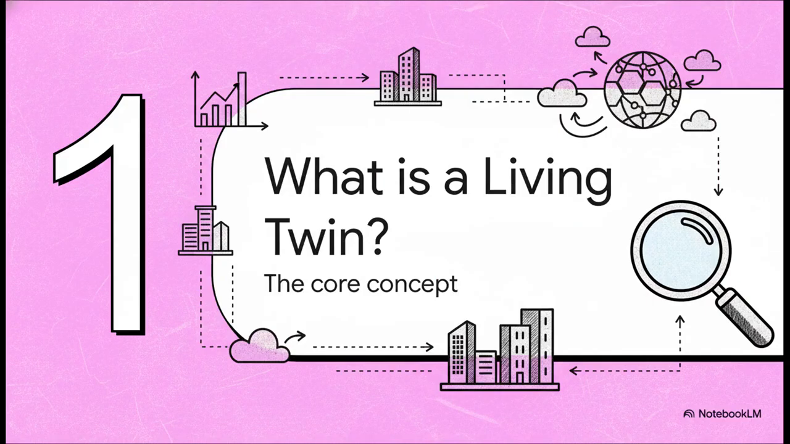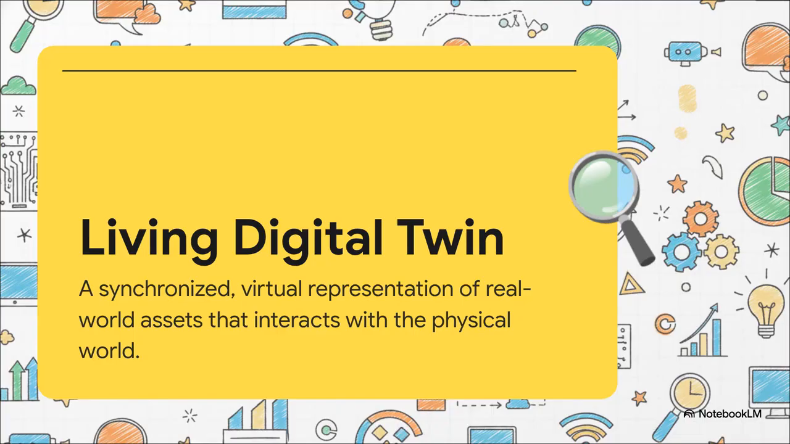Okay, so what's the secret sauce? What exactly does it mean for a digital twin to be living? Let's break down that core concept and get right to it. At its core, it's all about being a synchronized virtual representation. The two most important words you see on the screen there are synchronized and interacts. This isn't a one-way mirror. It's a two-way street. Whatever happens out in the physical world gets reflected in the twin, and the insights we get from the twin can actually drive actions back in the real world.